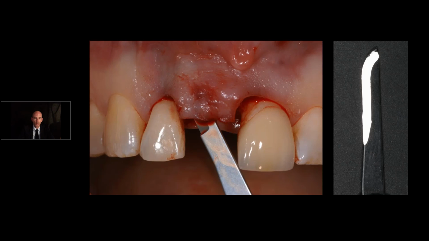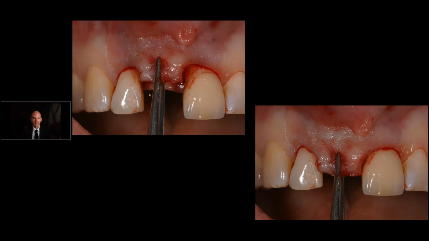So we use quite a lot of these releasing incisions, and in the next slide you can see the differences prior to the releasing incisions. On the lower right you can see after releasing incisions. So we provide a lot of volume, a lot of room for the connective tissue graft, and at the end we're going to have a tension-free wound healing.